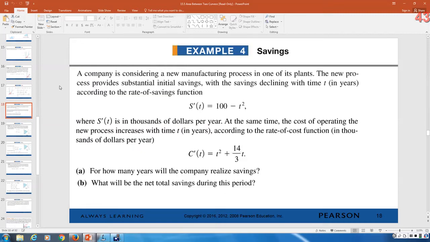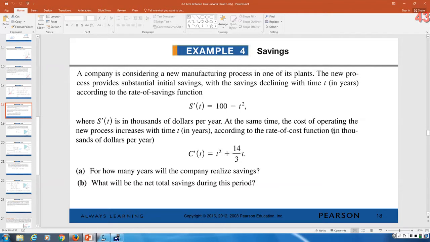Okay, so this is the problem we talked about at the beginning. A company is considering a new manufacturing process in one of its plants. The new process provides substantial savings initially, with the savings declining with time in years, according to this function: S prime of t equals 100 minus t squared, where S prime of t is in thousands of dollars a year.